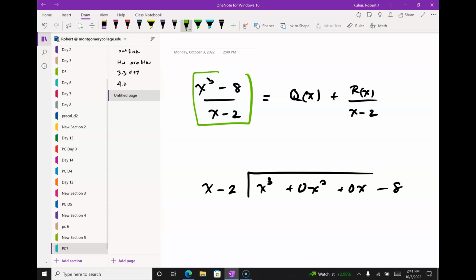Exactly. It's an x squared term, but there's none of them. So I have to make sure I have a placeholder for like thousands of dollars, hundreds of dollars, tens of dollars, ones of dollars, right? I'm putting in a placeholder for anything that's missing in between my leading term and the end term. In fact, if I had no constant, if I had no minus 8 at the end, I would want to put in plus 0 as well. First thing make sense at all?